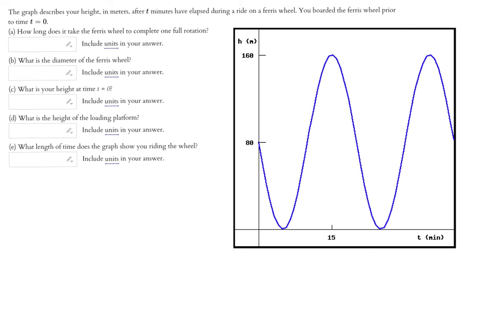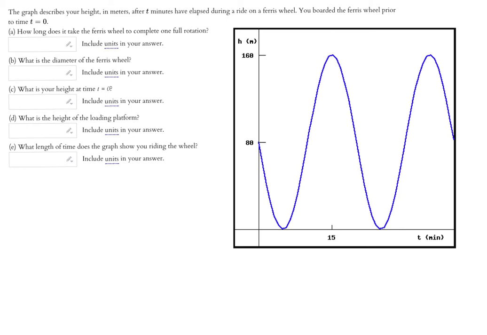Let's take a look at how to read and understand a graph of a trigonometric function to identify things like the period, the amplitude, and the midline of a trig function. So in this particular example, what we have is the graph that shows your height above the ground, measured in meters, after t minutes that has passed by as you're riding on a Ferris wheel.